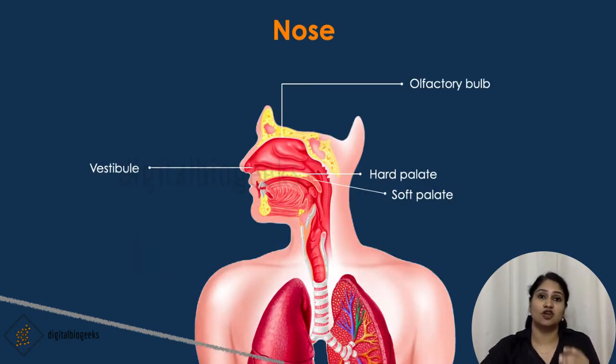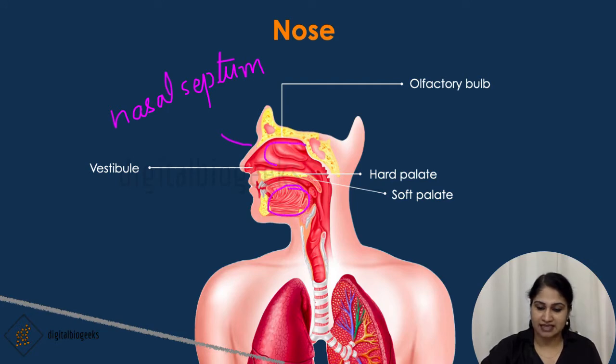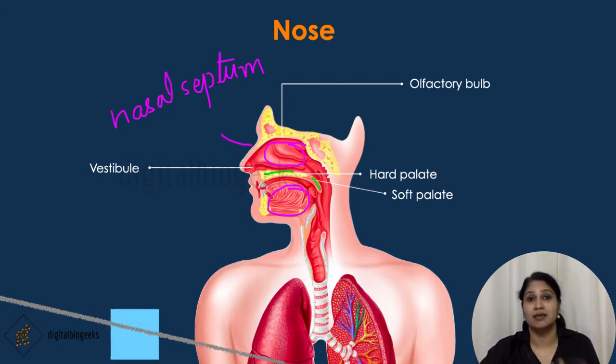Nose is the first organ in the respiratory system. The inside of the nose is the nasal cavity, and it is divided into left and right canals by a bony wall known as the nasal septum. The mouth cavity and the nasal cavity are divided by a palate. The hard palate is placed anteriorly and the soft palate is posteriorly. Soft palate is movable. The main function of the nose is breathing.